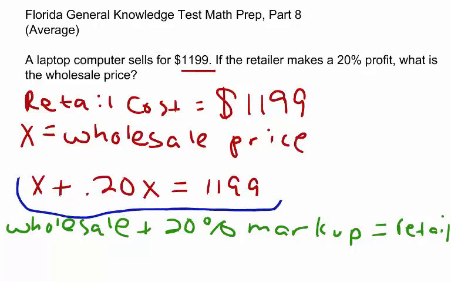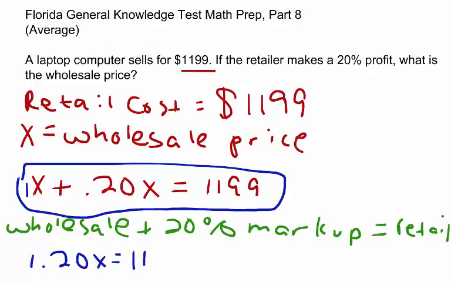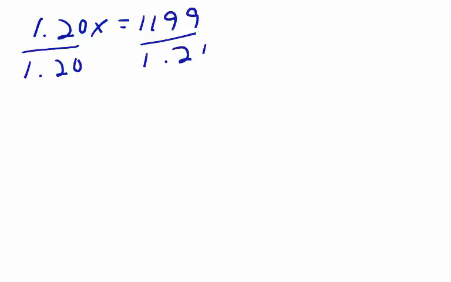So, if we look at our equation, x plus 0.20x equals $1,199. We have 1x plus 0.20x, so that's 1.20x equals $1,199. Now, we want to solve for x, so what we do is we divide by 1.20 on both sides. So we divide both sides of the equation. And then you'll be given a basic calculator. So we figure out $1,199 divided by 1.20.